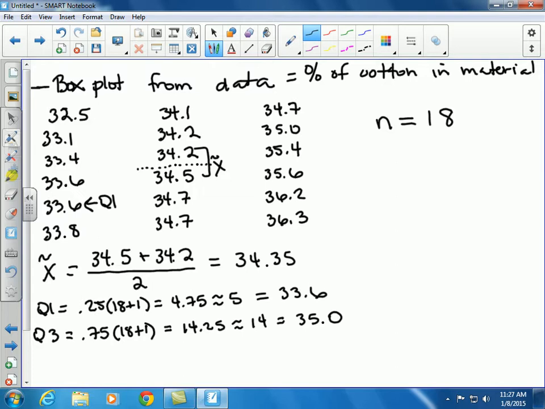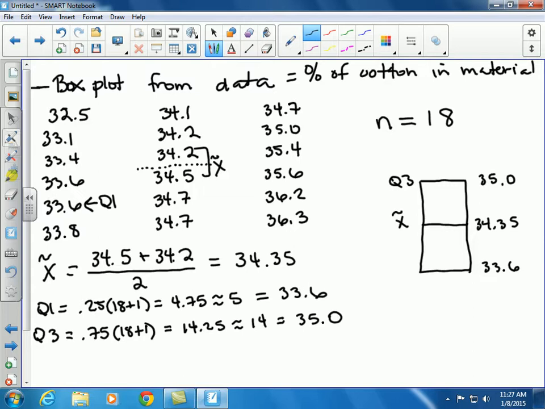Those three numbers are used to construct the box plot over here on the right. When you construct your box plot, the first thing you do is mark the median, and then you also mark the third quartile. Since it's higher, we go in ascending order, which is 35.0, and then the first quartile, which is 33.6. Those three things create the box in the box and whiskers plot. Again, this is quartile 3, this is the median, and this is quartile 1.